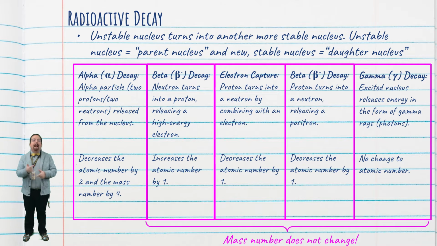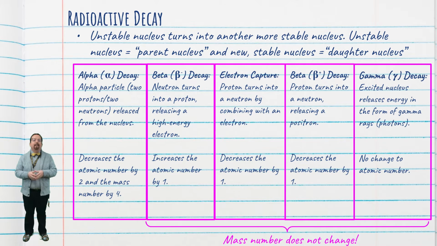If we do the exact opposite of that, our nucleus captures an electron from its electron cloud, smushing it together with a proton, and we're left with a neutron. Effectively, by adding an electron to the nucleus, we change one of our protons into a neutron. This is known as electron capture. Again, our mass number doesn't change, but this time our atomic number will decrease by 1, since one of our protons turned into a neutron.